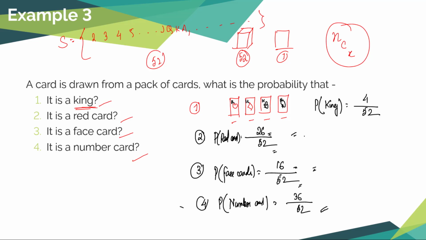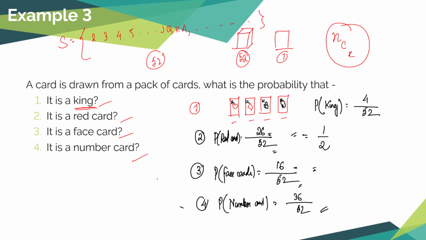26 by 52 is the probability of getting a red card, which is equal to 1 by 2. And the first one, 4 by 52, is the probability of getting a king if you draw a card randomly from a pack of cards, right? So this is how we solve questions related to coins, dice and cards, right? So that's all for this one.